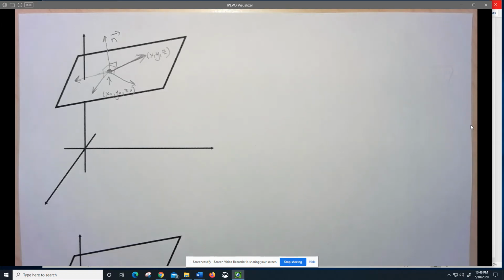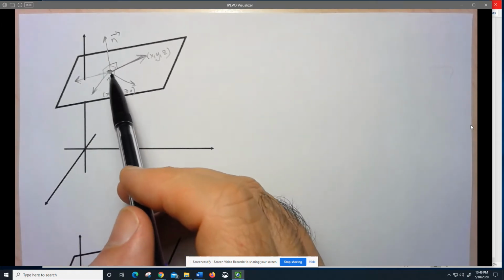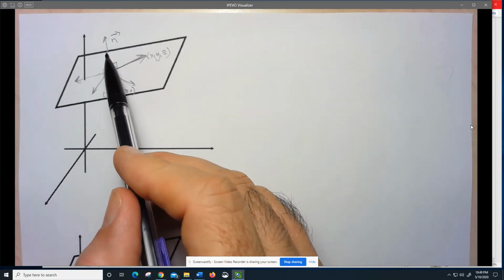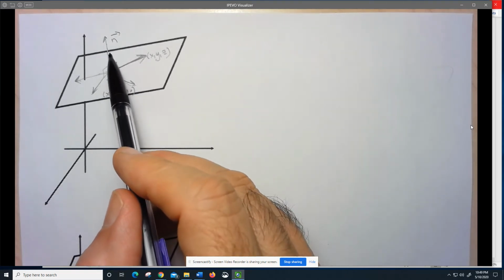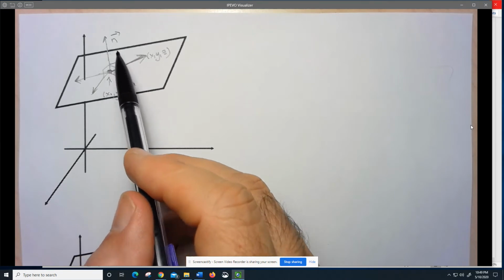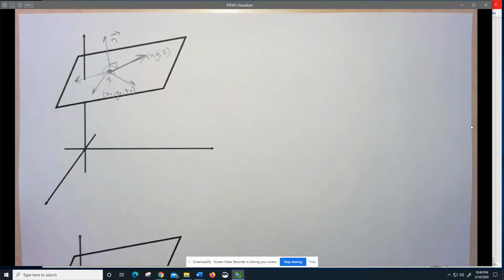Okay? So no matter which vector I use on the plane, because it's always going to be perpendicular to that normal vector, I know the dot product between these vectors has to be 0. And this is going to be my route to coming up with an alternative equation. Okay? So let's get started.